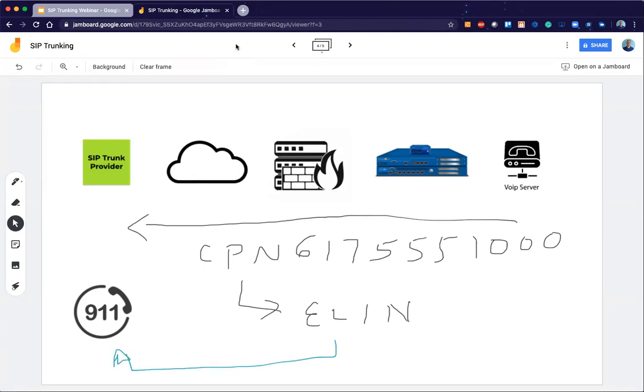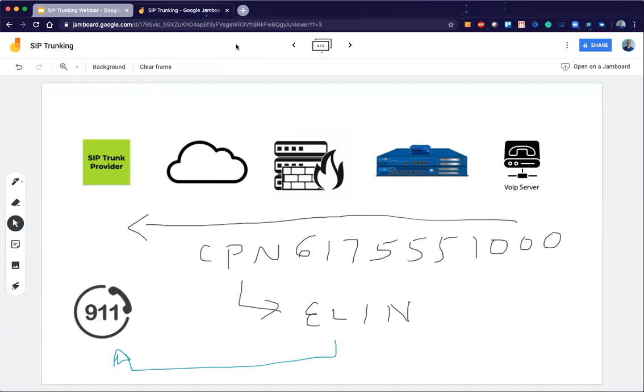So this is where SIP's great, because if our phone system is supporting multiple states or remote users, or if you have work from home users, we can get different ELINs for all those different locations that we have. So depending upon wherever that emergency call originates from, right?